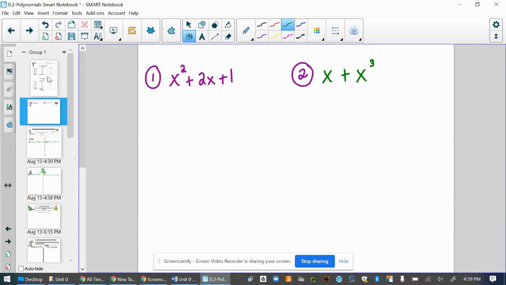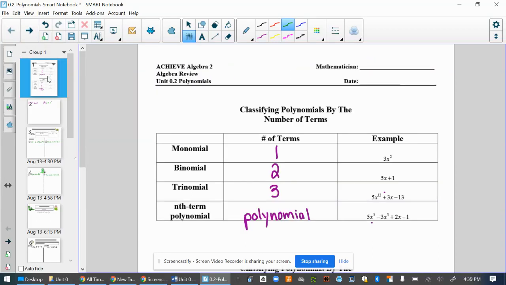Okay, so if we are to classify a polynomial, we can classify it by the number of terms, and we can classify it by the highest degree. When you are asked to classify the polynomial on the test, you will need to have both the number of terms and the highest degree. So let's just review those vocab words.